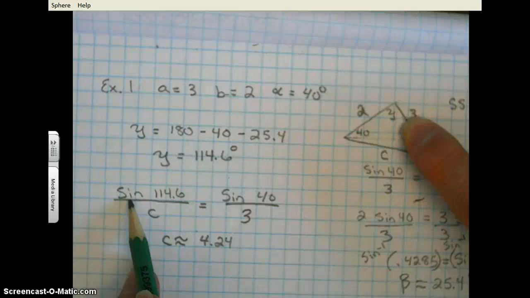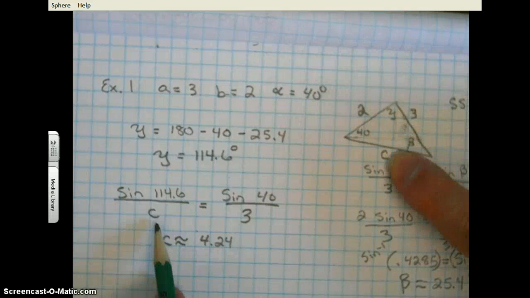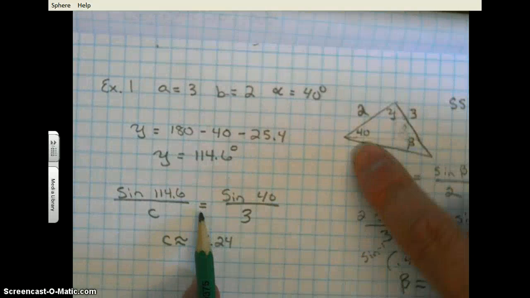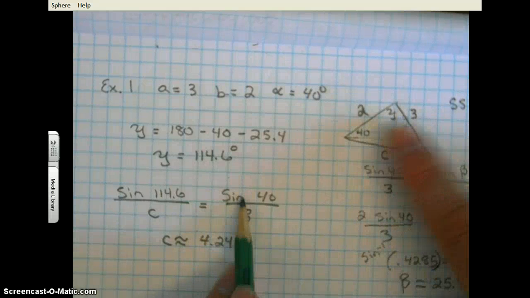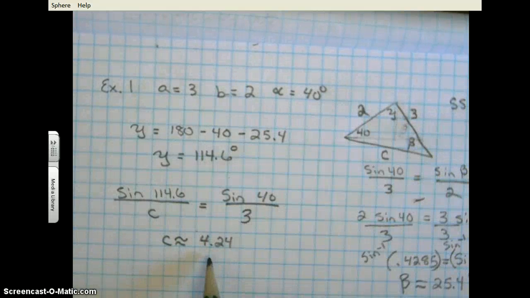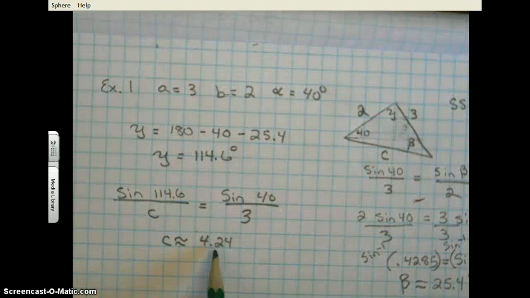Sine of 114.6 over C equals, and then I'm going to use these two, sine of 40 over 3. Solve for C, 4.24 approximately.